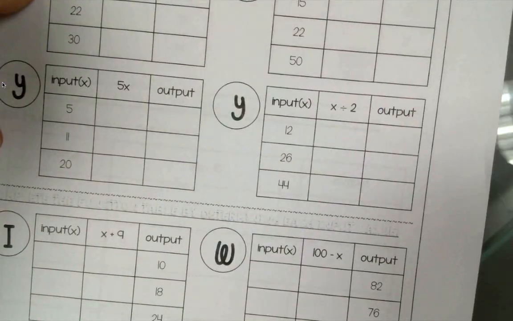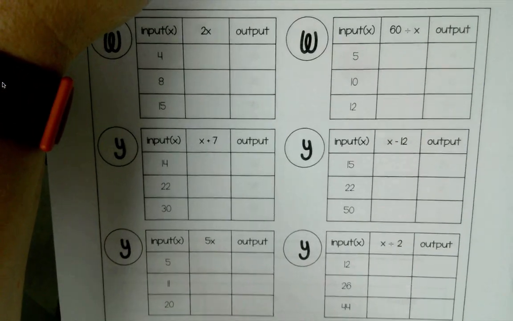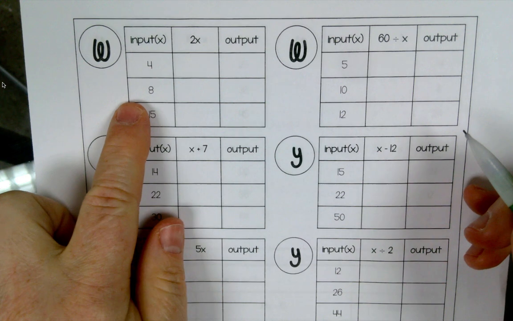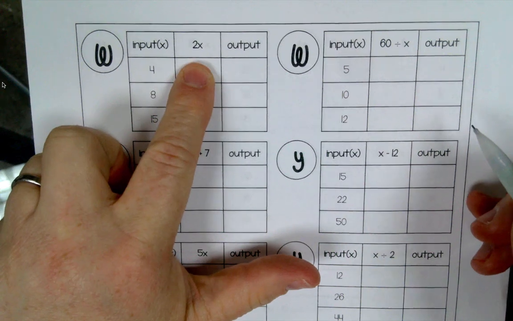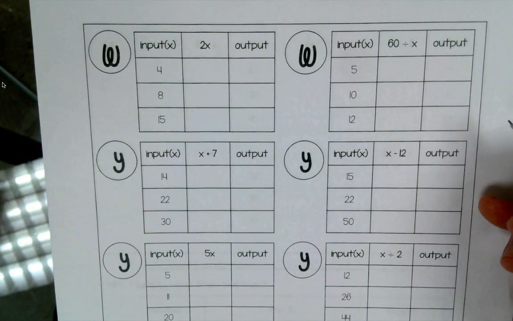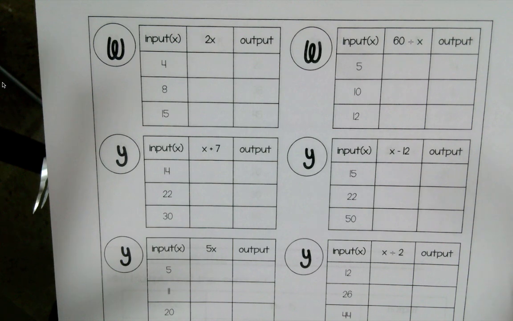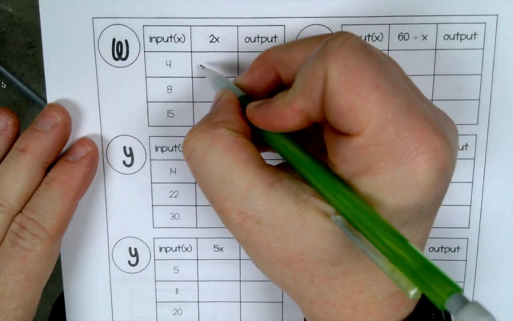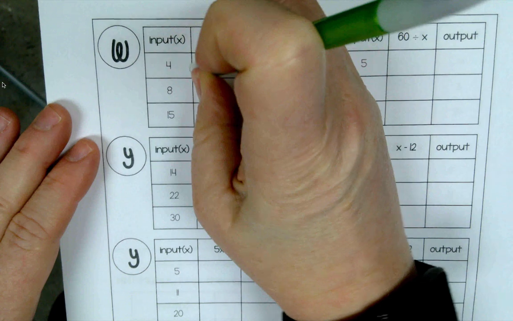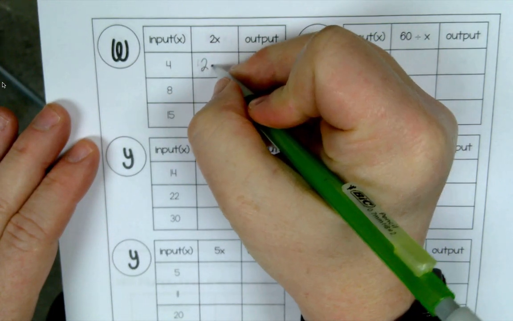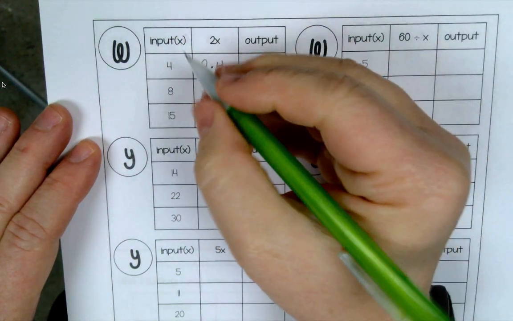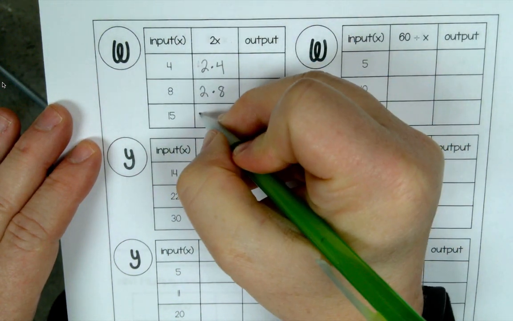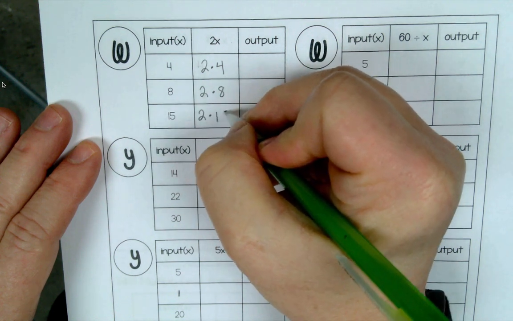Okay, that's it. So, look at the next page. 3 pages. Okay. So just continuing with completing tables. Okay. So we have our input is 4. My function rule is 2x. Remember, when I have a coefficient and a variable tied together with no operation, that means we're going to multiply. So 2 times the number 4. I did it again. 2 times the number 8. 2 times the number 15.